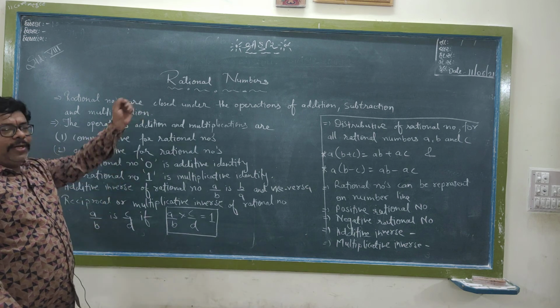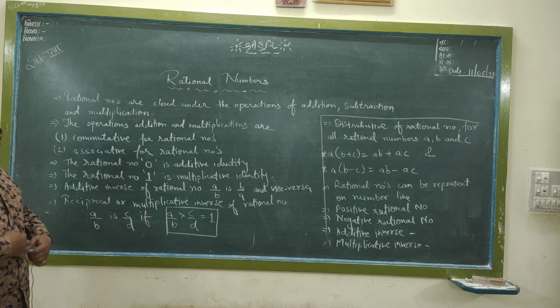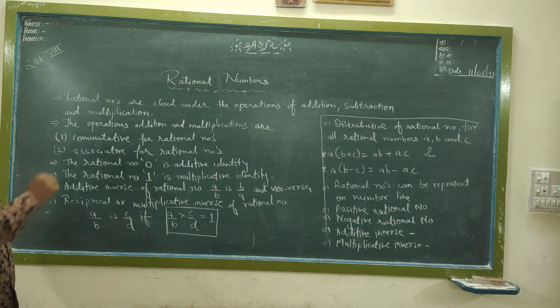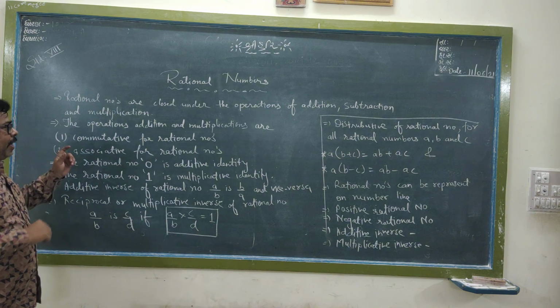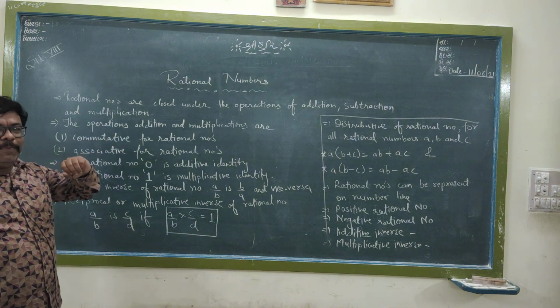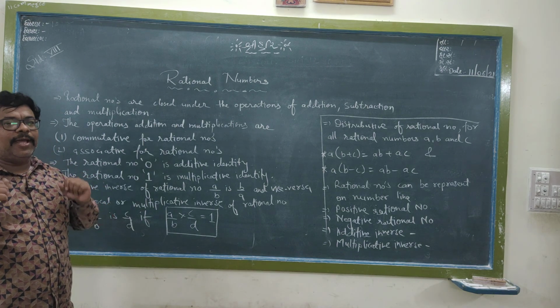Now, what are rational numbers? You will see that rational numbers are closed under the operations of addition, subtraction and multiplication. What are they closed under? The operations of addition, subtraction and multiplication. Second, the operations addition and multiplication. Now we will do the different operations: addition, subtraction and multiplication.